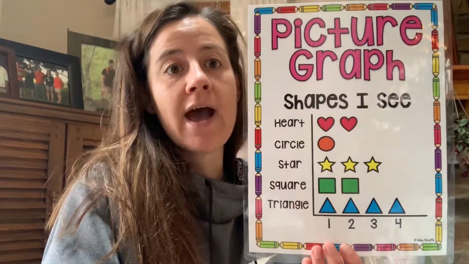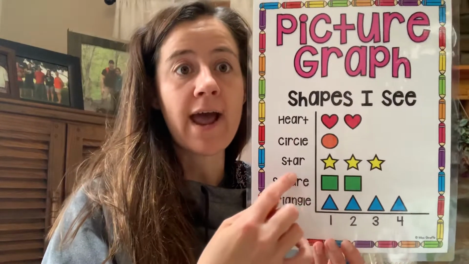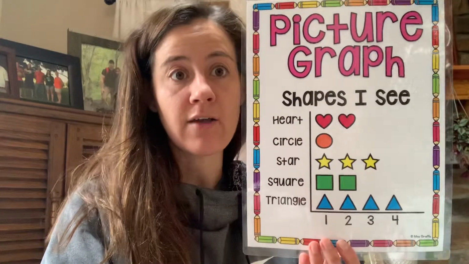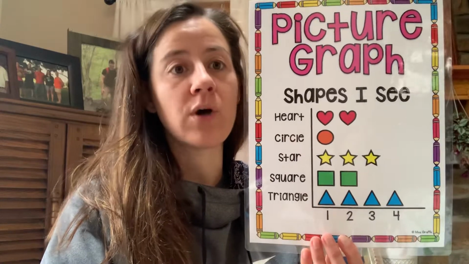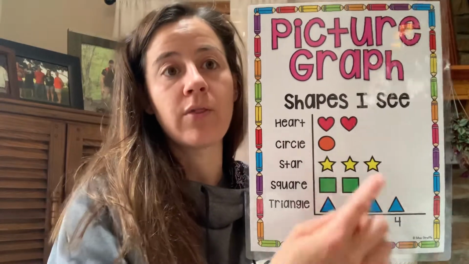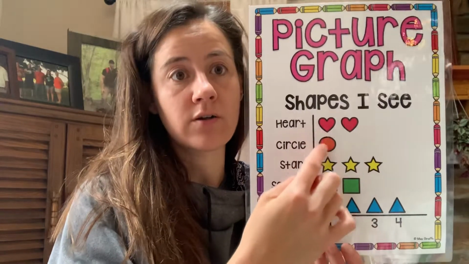It might say how many stars and hearts there were. So you'd have to add them. There are 3 stars and 2 hearts, so altogether there would be 5. You might get a question that says, how many more hearts are there than circles? If you get one of those, you can say that there is 1 more heart than there are circles.